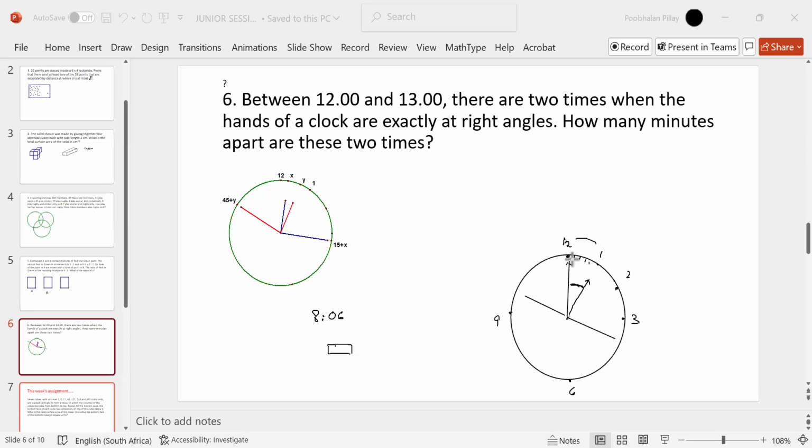But this hour hand will still be in between 12 and 1. So there are 2 points where the minute hand and the hour hand are at right angles. There are 2 times when the hands of a clock are exactly at right angles. So we don't really know at which point these 2 hands are at right angles. And here too, after how many minutes are these 2 at right angles to each other? And after how many minutes are those 2 at right angles to each other? All right.